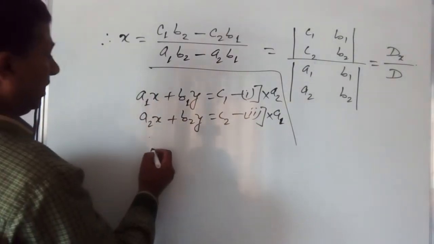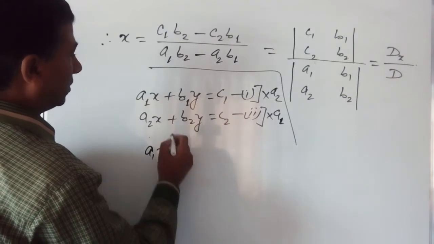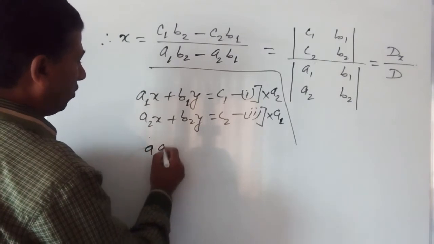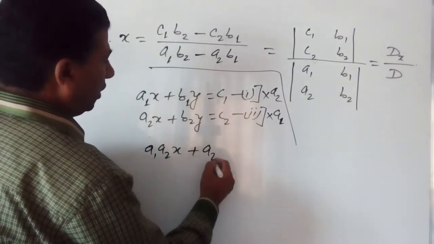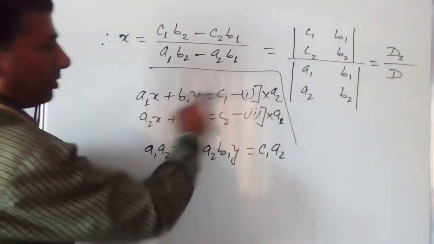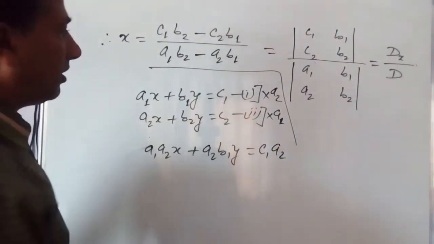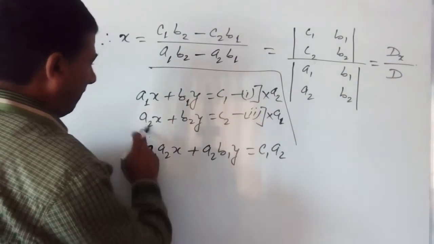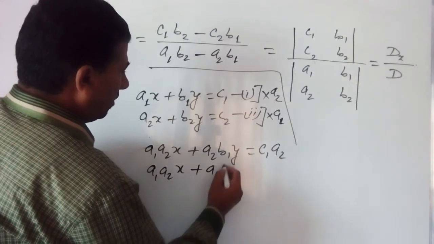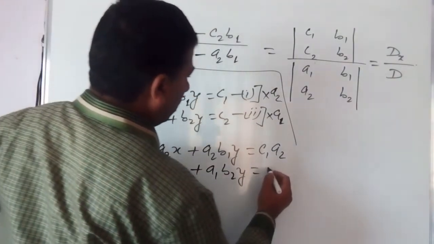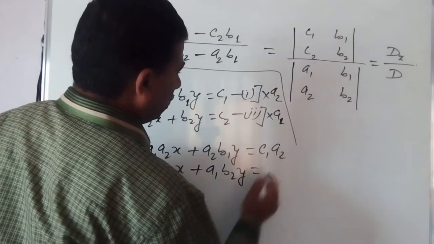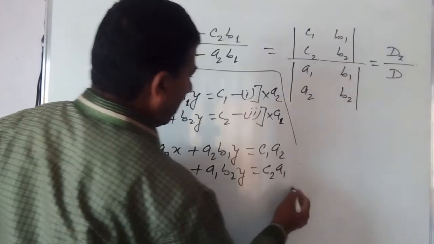After multiplying by a2, we get a1 a2 x plus a2 b1 y equals c1 a2. Similarly, multiply equation 2 also by a1. It will be a1 a2 x plus a1 b2 y equals a1 c2. You can write c2 a1 also.